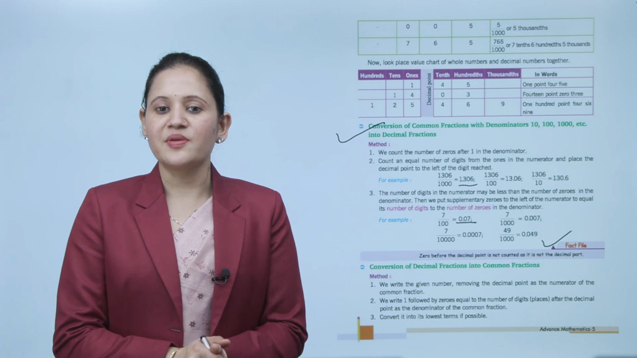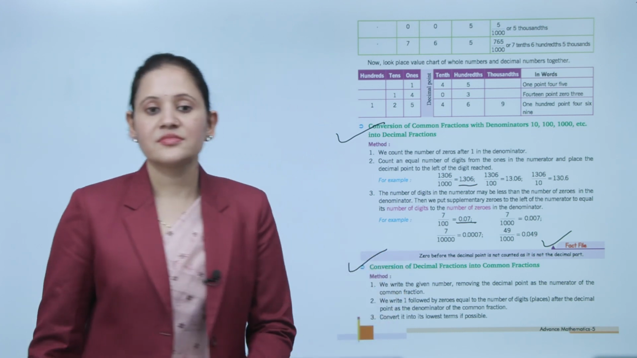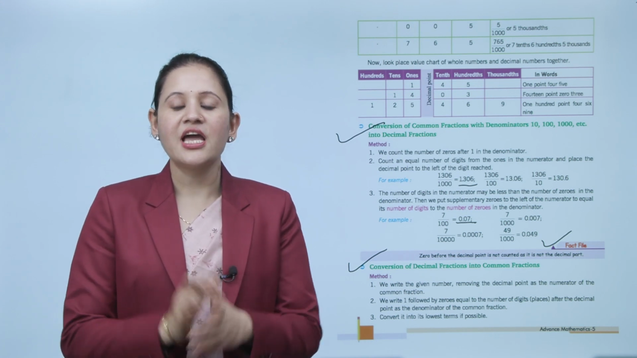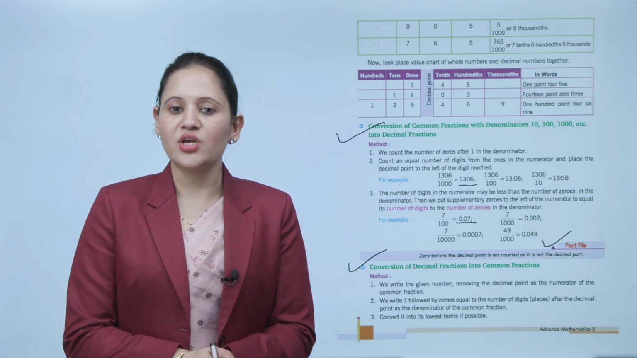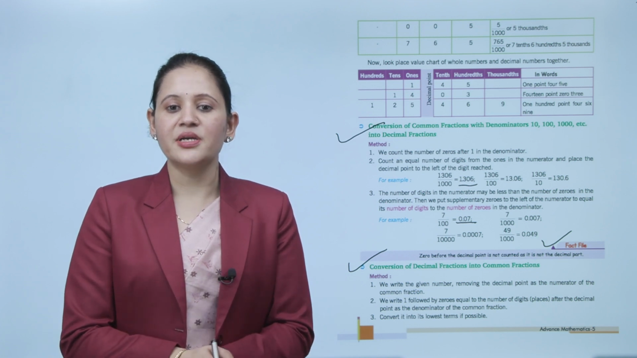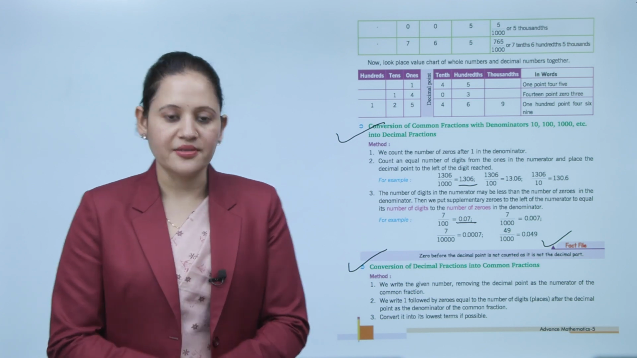Next is converting decimal fractions into common fractions. So the method is, we write the given number, removing the decimal point, as the numerator of the common fraction. We write 1 followed by as many 0s as the number of digits after the decimal point as the denominator of the common fraction and convert it into lowest terms if possible.